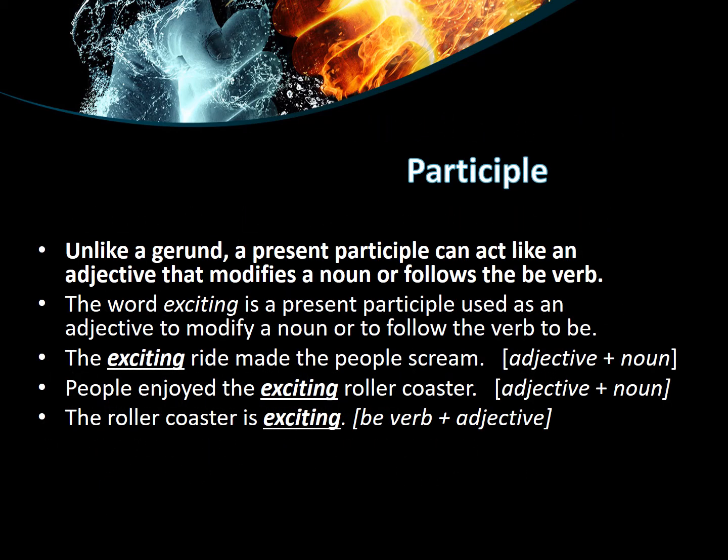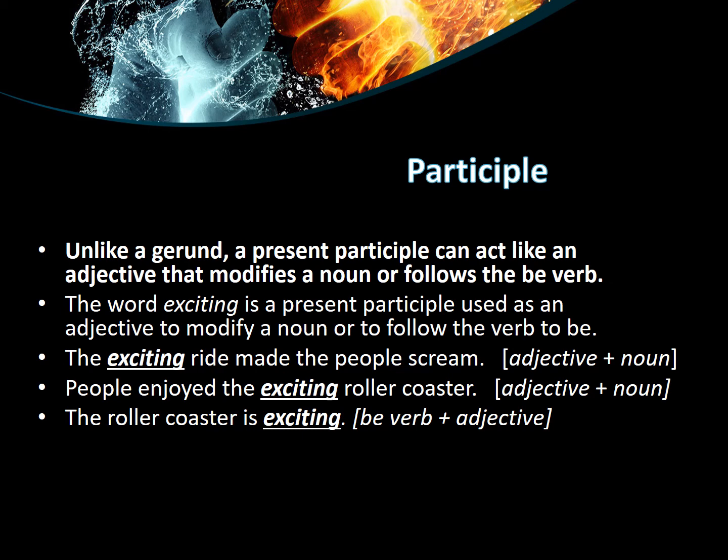Now there is another usage of the present participle which I have taught you in class. Unlike a gerund, which acts like a noun, a present participle can act like an adjective that modifies a noun or follows the be verb. Now let's see. The word exciting is a present participle used as an adjective to modify a noun or to follow the verb to be.